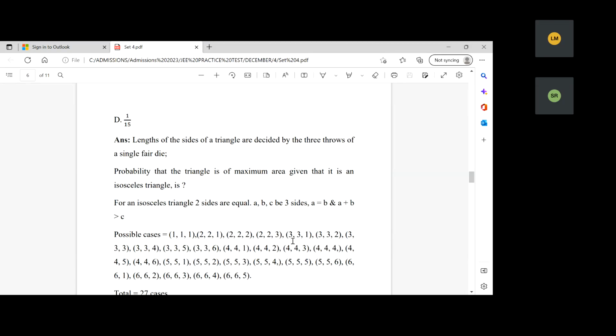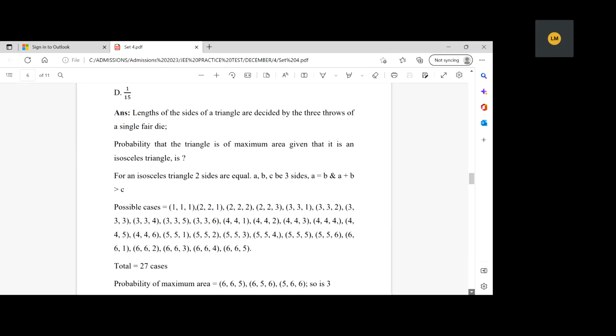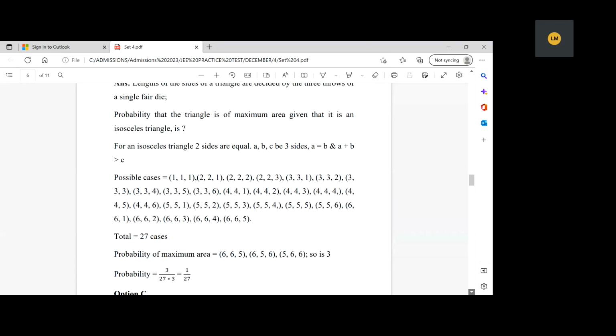Then when it comes to 3, it's 3, 3, 1, 3, 3, 2, 3, 3, 3, 3, 3, 4, 3, 3, 5, and 3, 3, 6. All the combinations will be considered. Same case with the 4, 5, and the 6, except 6, 6, 6, because the A plus B greater than C will not satisfy there. So you can just simply understand which criteria are there and which options are possible. Now I have analyzed these combinations. So I have totally here 27 cases.